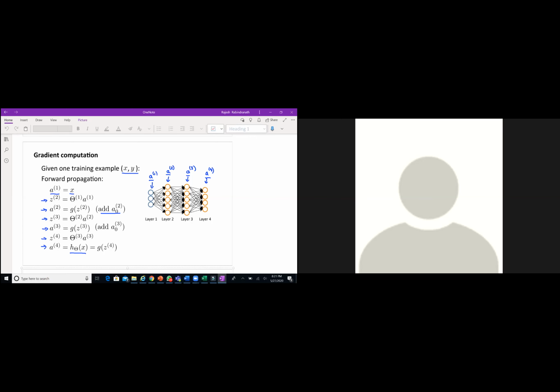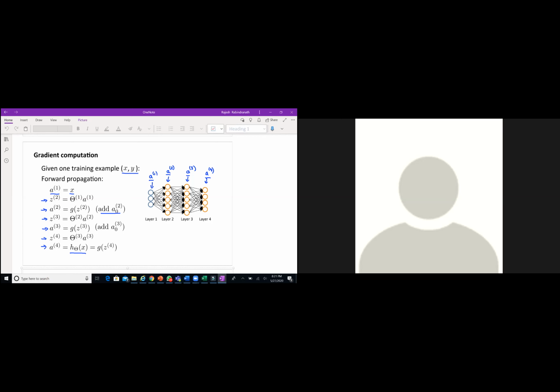In this case, let's take one training example. Just listen to this very carefully. You need to understand this intuitively. What we are going to explain now is how we calculate the forward propagation. So let's take one training example, (X, Y).